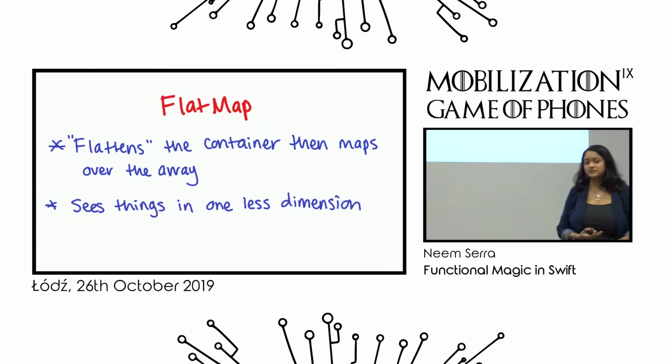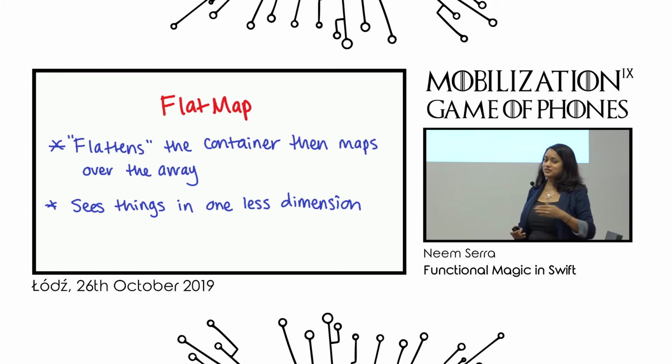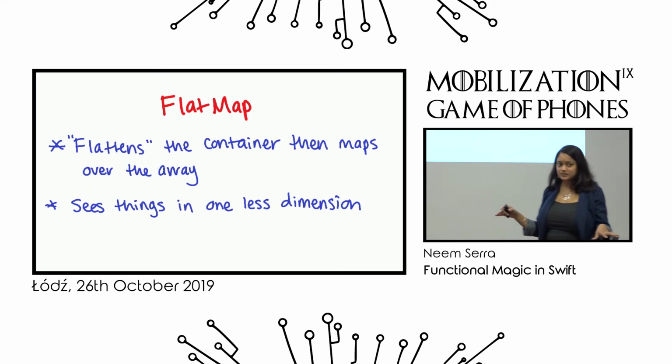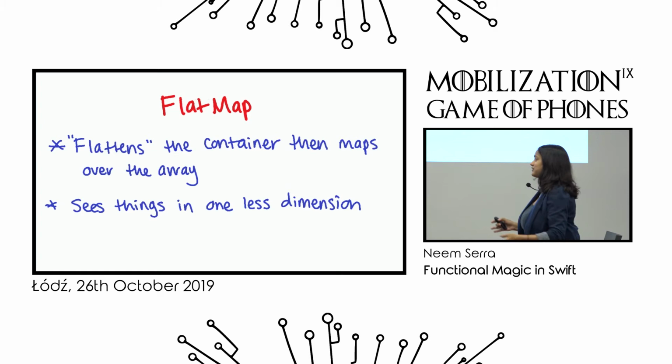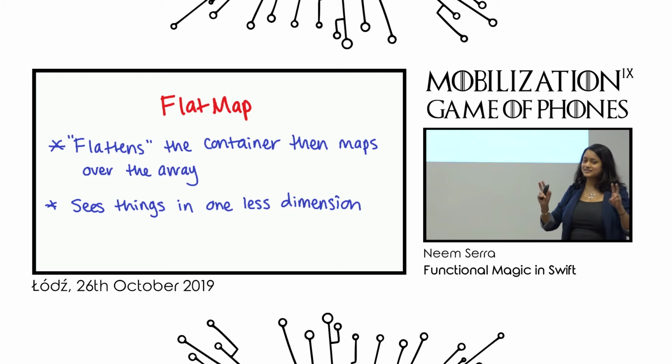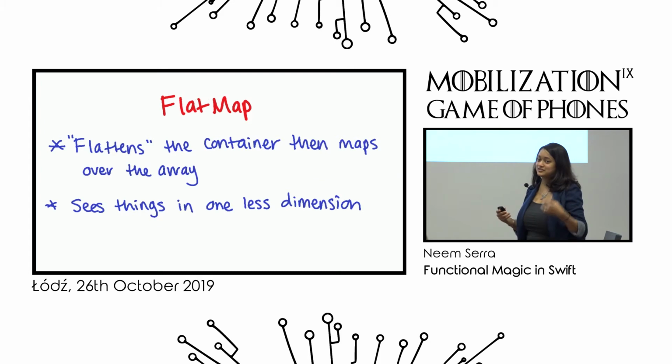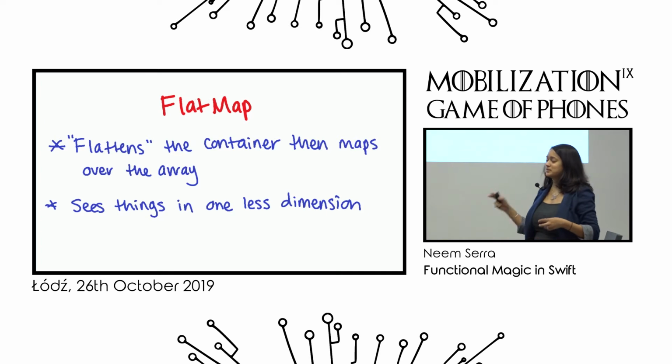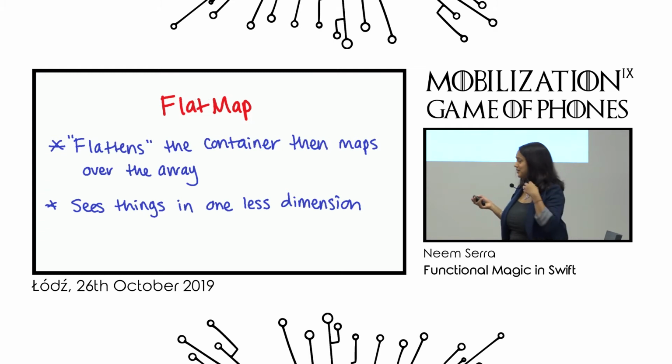Okay, so let's talk about flatMap. In Swift 3, there were a lot of different versions of flatMap, and then in Swift 4.1, they broke out some of the versions and deprecated some of the things of flatMap. Now we're in Swift 5, and this still stays true. But flatMap's a little weird. It flattens a container, basically. I couldn't understand this until I saw a bunch of different examples. People were describing it as it sees things in one less dimension, which, again, what does that mean? I don't know.